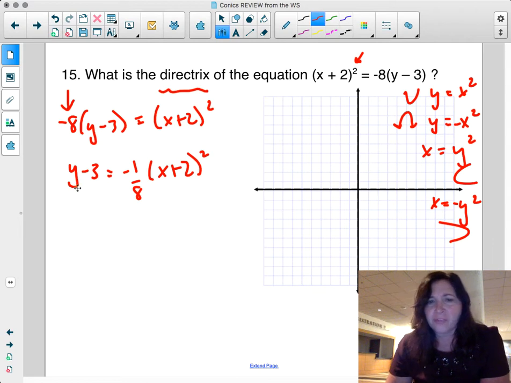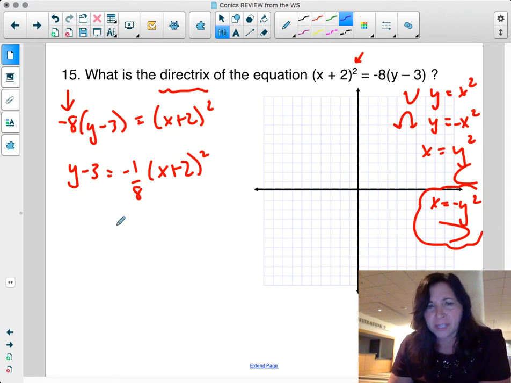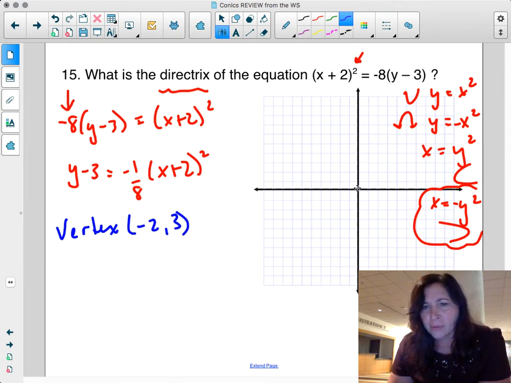So this, because it's a y equals negative x squared graph, means that my graph is going to do this. Okay, graphing the vertex. The vertex for this equation is going to be x, y, so it's going to be negative 2, 3. So we're going to go over 2, up 3. There's my vertex. Put your vertex in there.